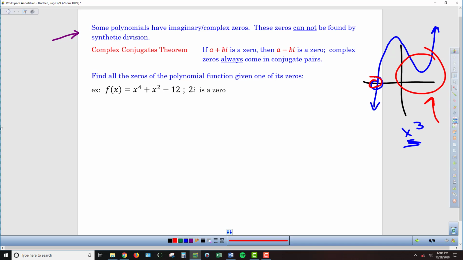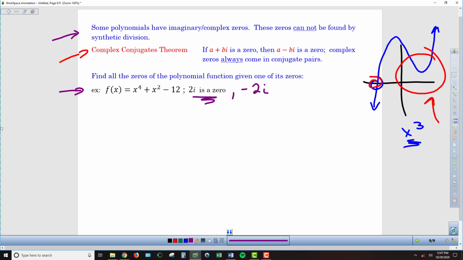So if we look at this complex conjugates theorem, we at least get a little assistance on these complex zeros, that they always come in conjugate pairs. So just like irrational zeros, like a square root zero, come in conjugate pairs, so too do these imaginary zeros. They always come in conjugate pairs if your polynomial function has integer coefficients like the one that we see in front of us. So on this one here, we're told that we've got this polynomial function x to the 4th plus x squared minus 12, and we're also told that 2i is a zero. But by implication, based on this complex conjugates theorem, that also means that negative 2i is a zero.